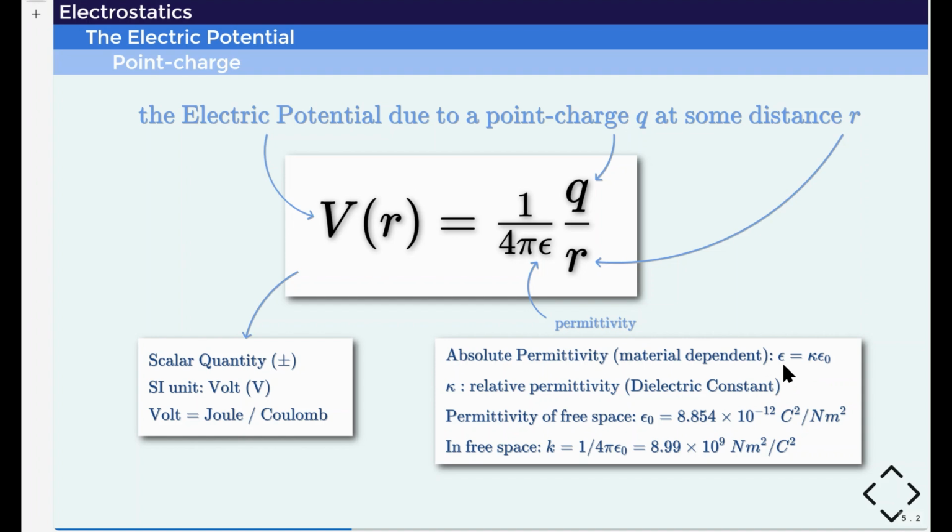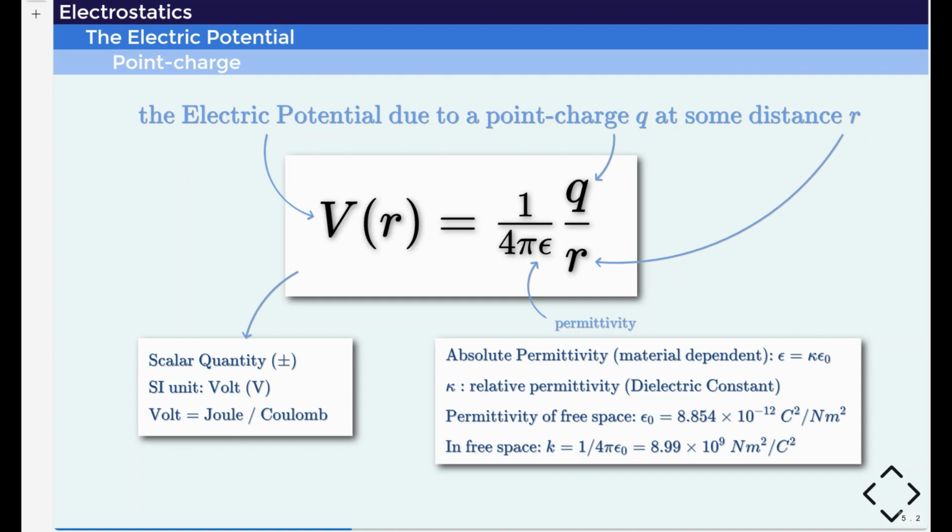And the absolute permittivity is equal to kappa times epsilon naught. Kappa is called the relative permittivity, sometimes called the dielectric constant, even though this kind of language is dying now. People prefer to use the term relative permittivity, but if you read some older texts, you'll definitely see this dielectric constant mentioned. So the absolute permittivity would be equal to the relative permittivity, or the dielectric constant, multiplied by the permittivity of free space, epsilon naught. That's the base one, and that's given by 8.854 times 10 to the negative 12 coulomb squared per newton meter squared.